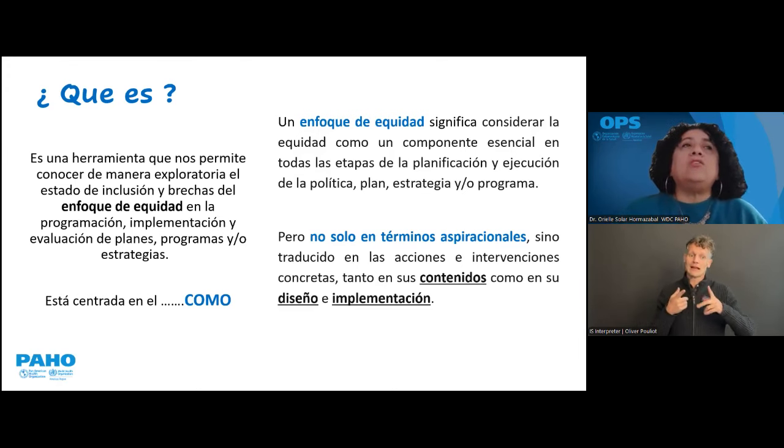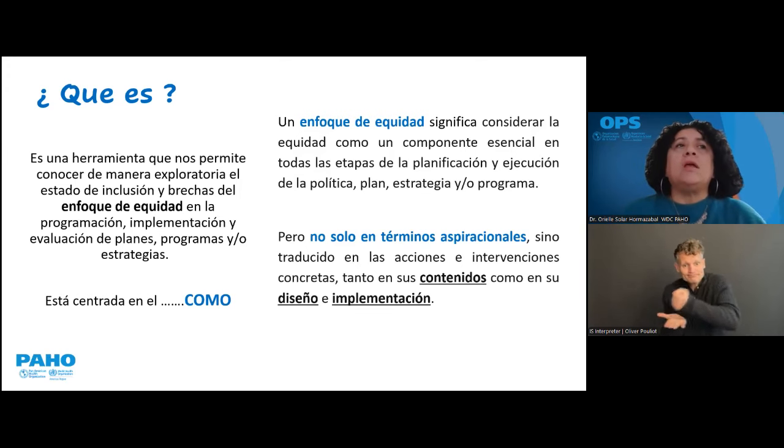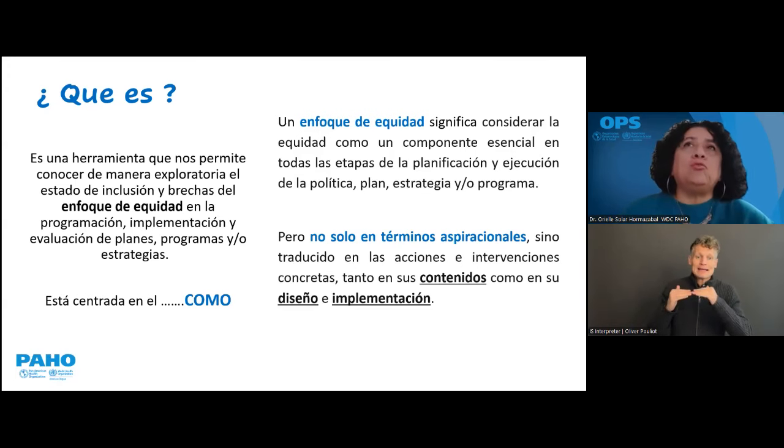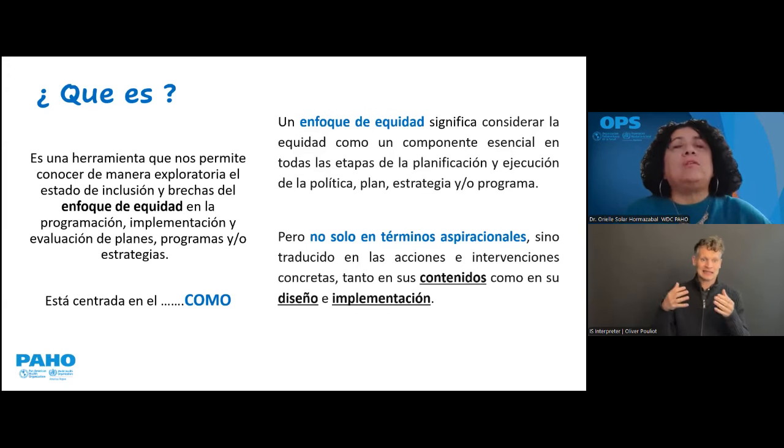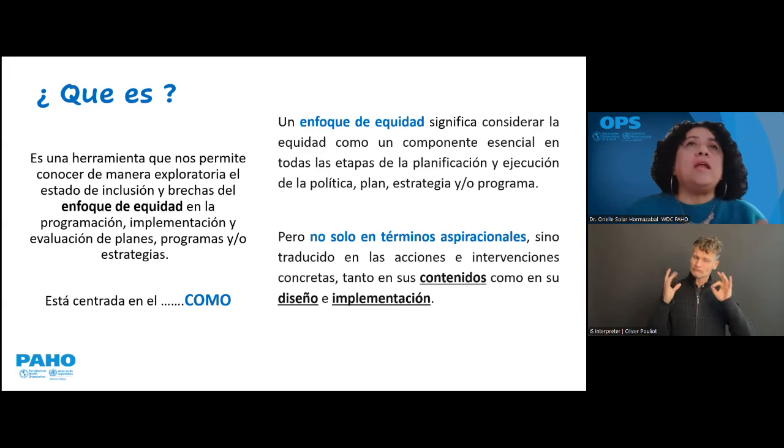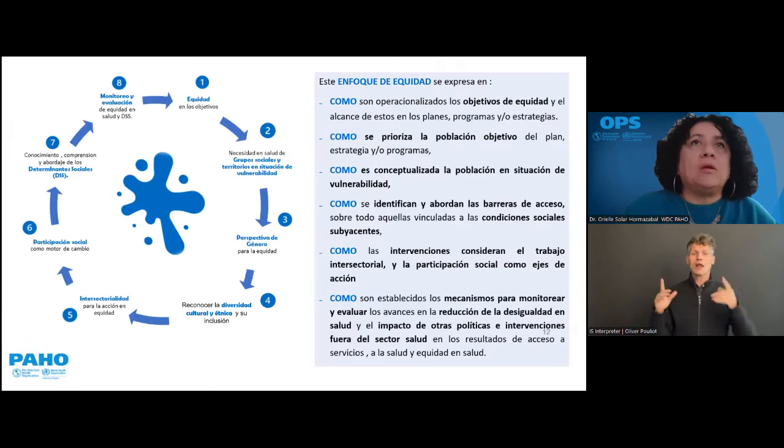It's under construction right now, and it allows us to understand the inclusion status and the gaps that exist, and to plan strategies. But it is centered on how, not just on knowing the magnitude of inequality or recognizing the social groups and territories and all the relevant issues. It has to be centered on how this equity approach will lead to equity. It shouldn't be just aspirational. This should be translated into content, design, and implementation.